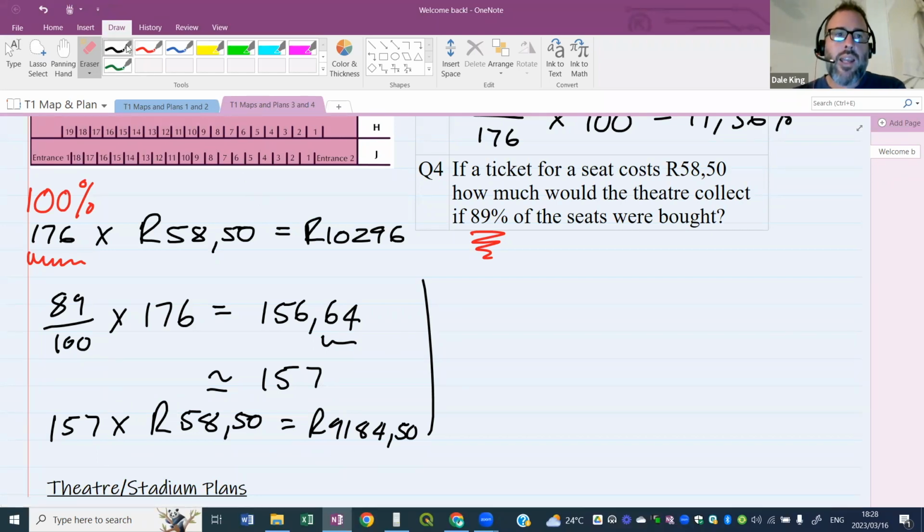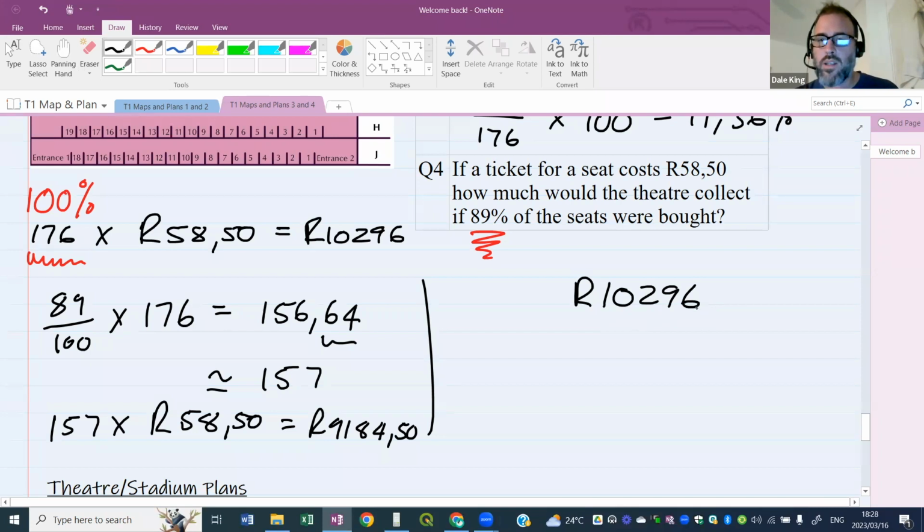All right. Now that's one way to do it. A second way to do it is to take the total Rand value of all the seats, 100% of the seats comes to 10,296 Rand, and work out, if you're only selling 89% of the seats, you're only going to get 89% of the total value, aren't you? So you can work out 89% of the total Rand value for all the seats. You could do it that way.